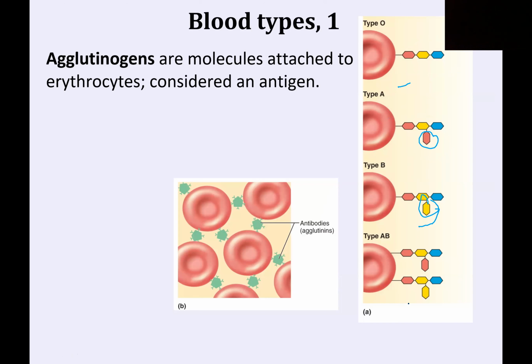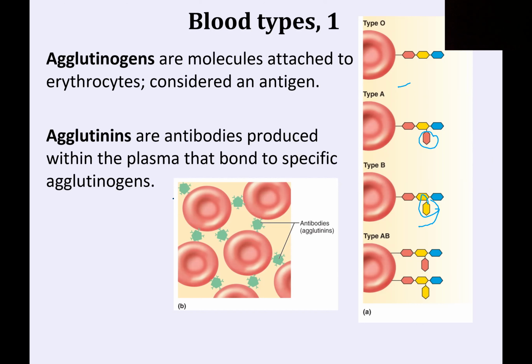Now, we're not going to respond to our agglutinogens. We're going to respond to others. So, it's considered an antigen, not that we respond to ours, but if our blood got given to someone else, they could respond to it.